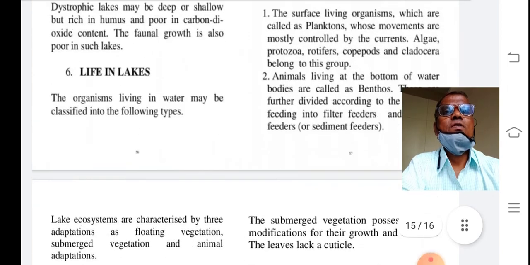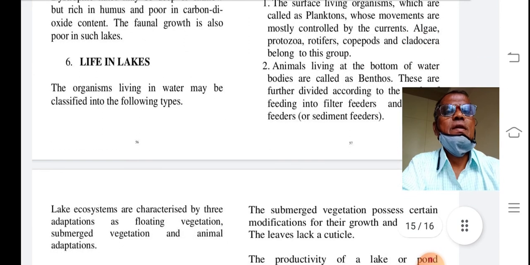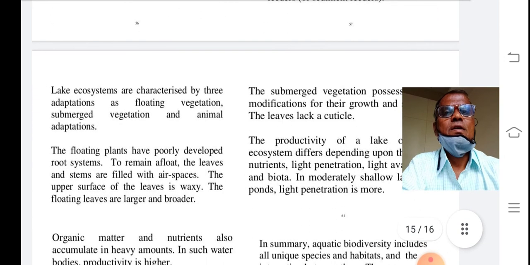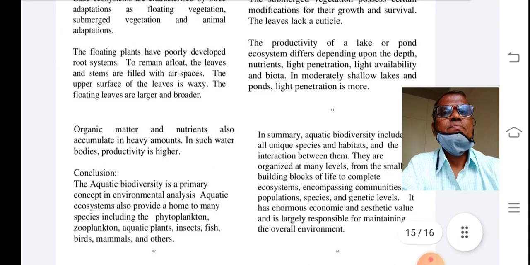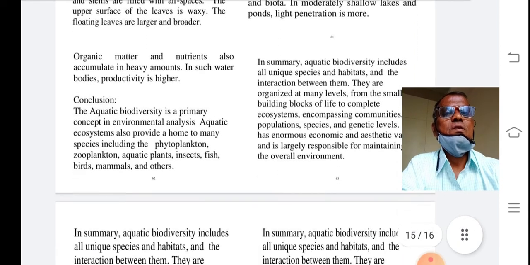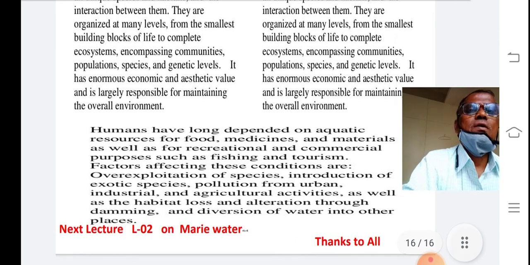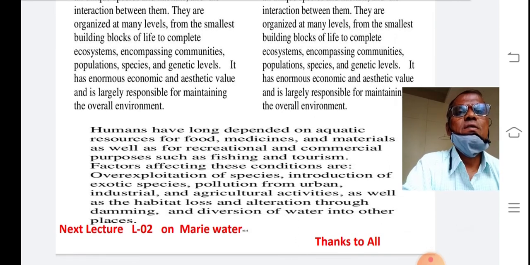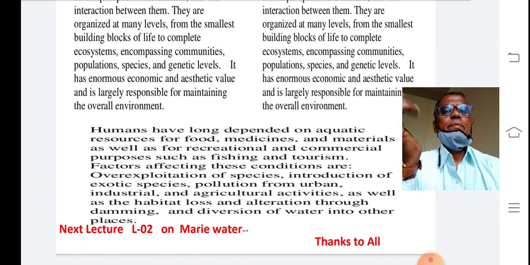We have to go into the life in the different lakes. Then we have to consider the organic matter and the different conditions. Nowadays, the nutrient cycles and other contents are also there. So this is all about the freshwater life cycle and freshwater habitats.